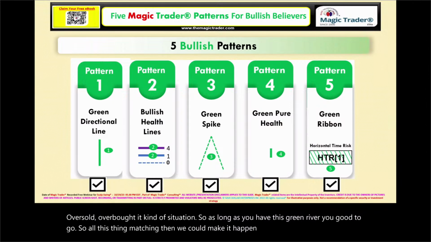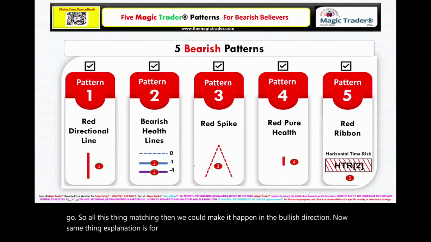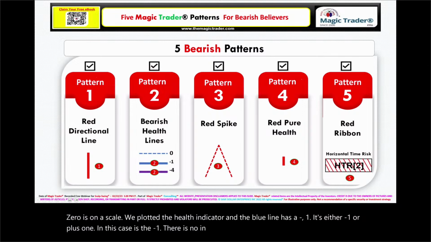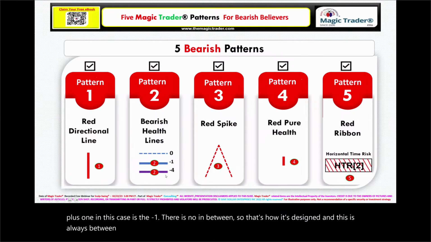Now, the same explanation applies to the bearish side. In the same way, a thick line is a bearish direction. Then the health line, the difference here is that it is below 0. Zero is the midpoint on the scale where we plotted the health indicator, and the blue line has a -1. It's either -1 or +1. In this case, it's -1. There is no in between, that's how it's designed. And this is always between -4 and 4, so this one can be -1, -2, -3, -4. It works that way. So the red spike is an entry spike.